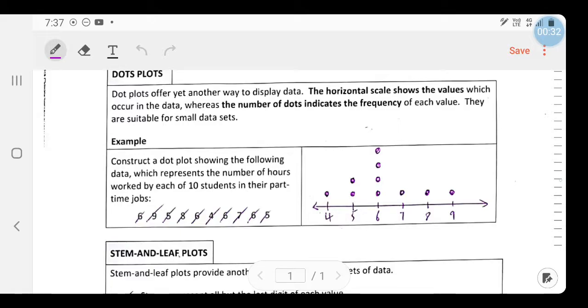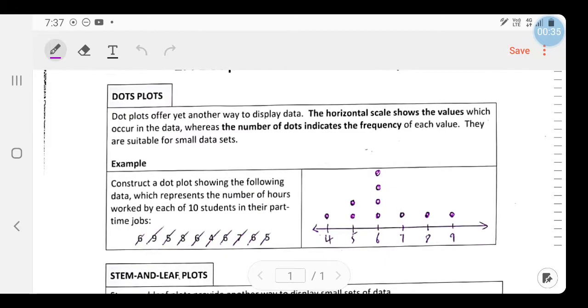A dot plot, on the other hand, you may or may not have seen one of these, but this is basically the simplest form of graph that you can come up with. So I'm reading from here. I'm not even going to explain the paragraph that tells you what a dot plot is. You'll see what it is in a moment. Construct a dot plot showing the following data, which represents the number of hours worked by each of 10 students in their part-time jobs. So you've got 10 people, and this person works this many hours, this person works 9 hours, this person works 8 hours, and so on.